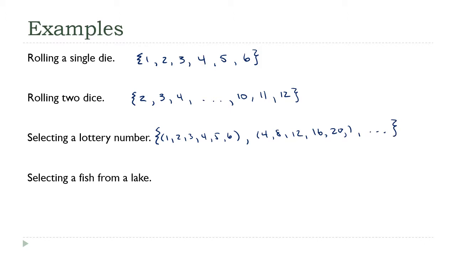And finally, selecting a fish from the lake. Here I can't even make a list. The sample space is made up of all of the fish in the lake, but I have no way of writing that down, of actually putting this in a list or roster form. And that's okay, because as we go along you'll see there are still going to be ways for us to talk about this, even though we can't actually list out that sample space.